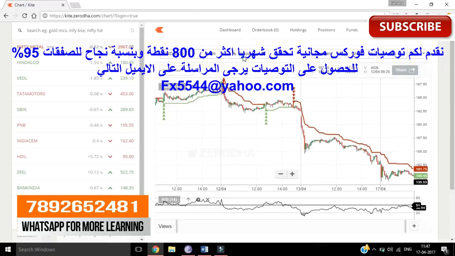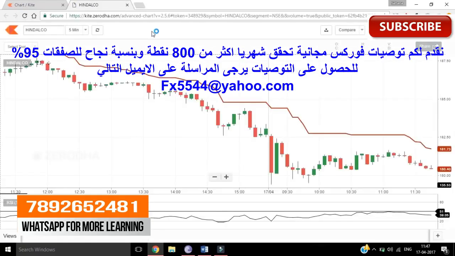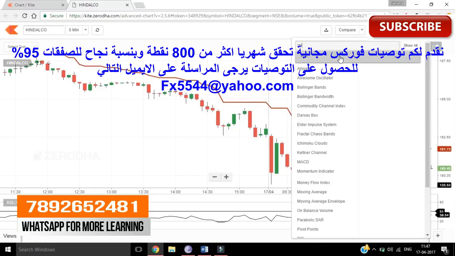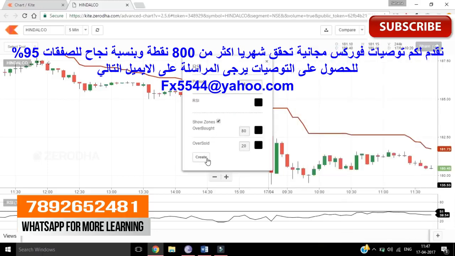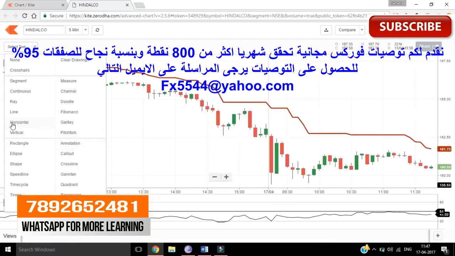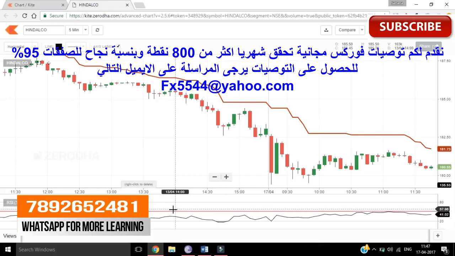Now I'll give a pop out here. I have put an RSI. For those who do not know how to put an RSI, type RSI here and click on RSI. This is the default setting, create. It shows 80 and 20. What I have done is draw a horizontal line, just for my confirmation, at 50. It has come around 51, but you have to put it exactly, see, 50.63. So you have to put it around 50.